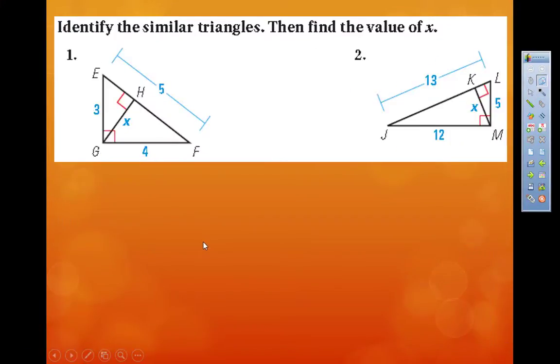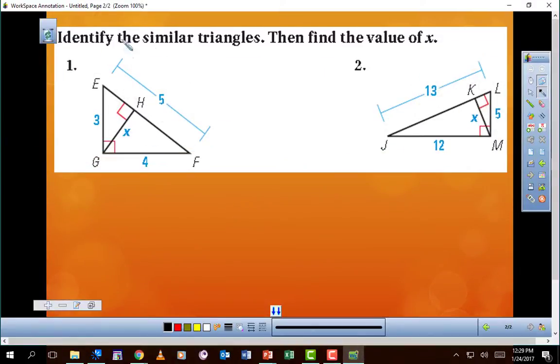Not the easiest problems to deal with. So let's do this problem now. It says identify the similar triangles, then find the value of x. So we're after this one right here. Okay, so I'm going to make a recommendation on all of these problems. Always make three triangles.